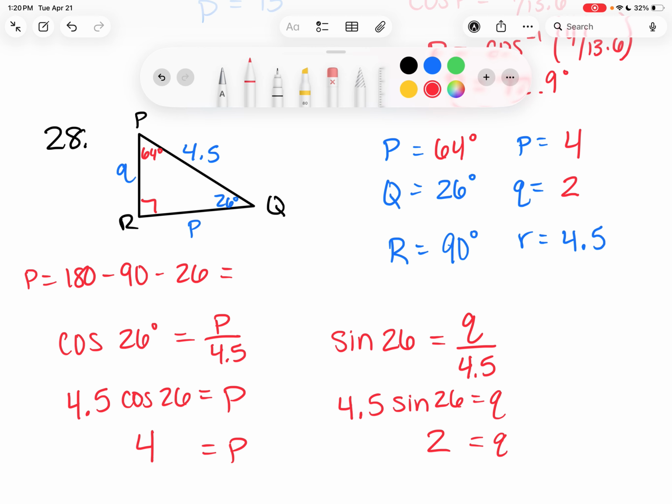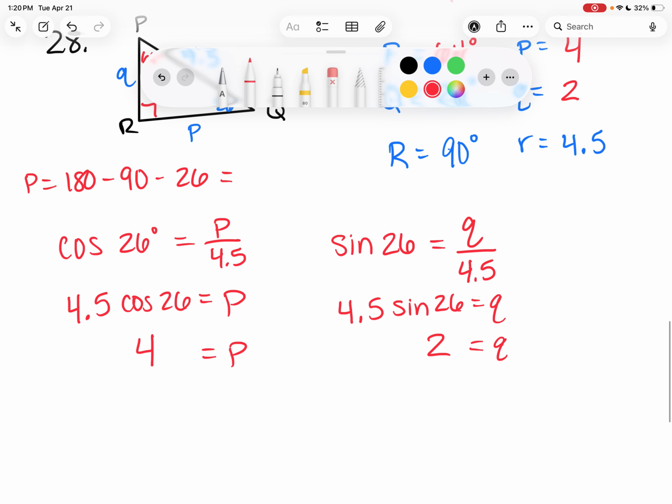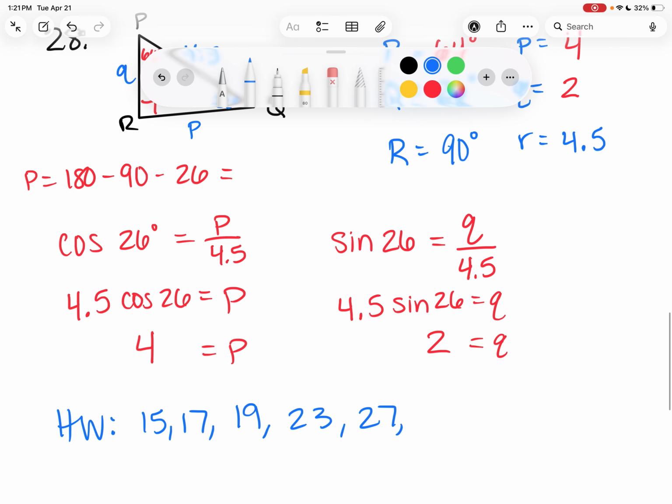All right, we may do one little word problem thing at the beginning tomorrow. When we do our review, I have to look at the quiz reviews and see what I want to do with that. But problems 15, 17, 19, 23, 27, 29 and 33.